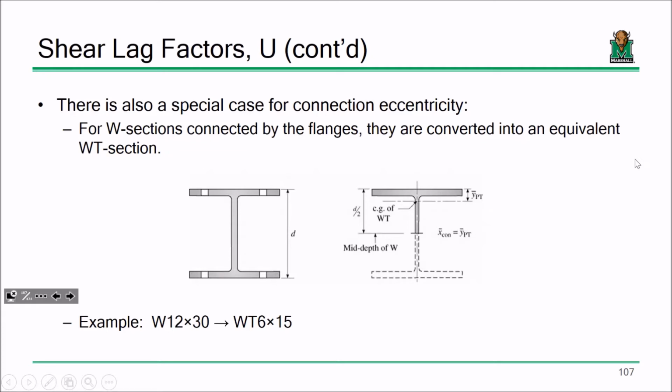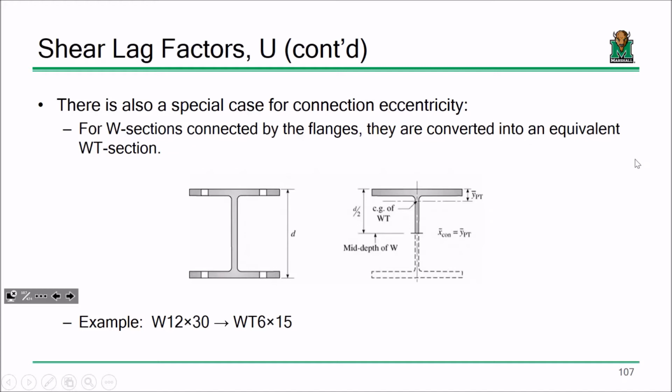Okay. Well, when we have this particular situation right here, where we have a W section that is connected via the flanges, to get our connection eccentricity, instead of looking it up in the W shapes, we look up the centroid from the equivalent WT. So let me explain what I mean by equivalent WT. So here's my original section, right? Original section. Samurai sword or lightsaber, I cut it in half.